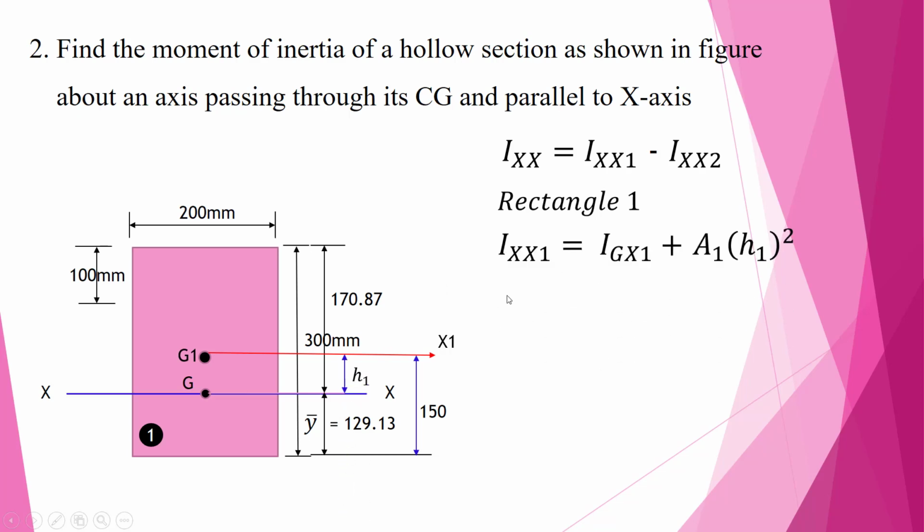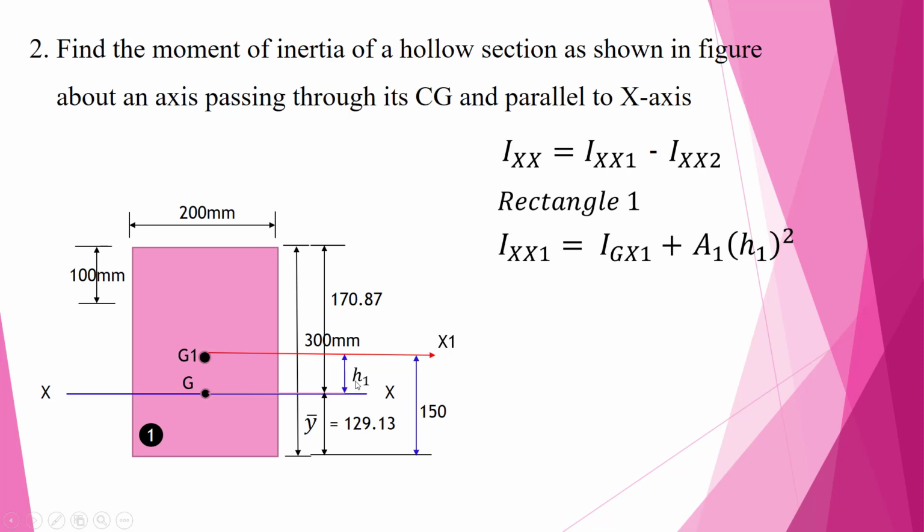Okay, now what is the parallel axis theorem? Ixx1 is the moment of inertia of the rectangular section about the x axis. What is Igx1? It is the moment of inertia of the rectangular section about its own centroidal x axis. A1 is the area of the rectangular section, and what is h1? H1 is the distance between the centroidal G1 x1 axis and the axis about which we need to find out the moment of inertia, that is the centroidal x axis. So this distance between these two axes is h1.